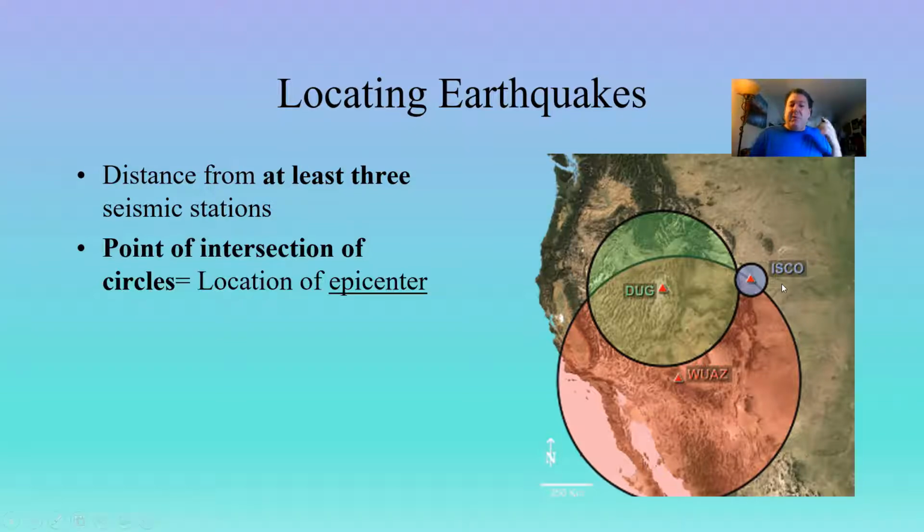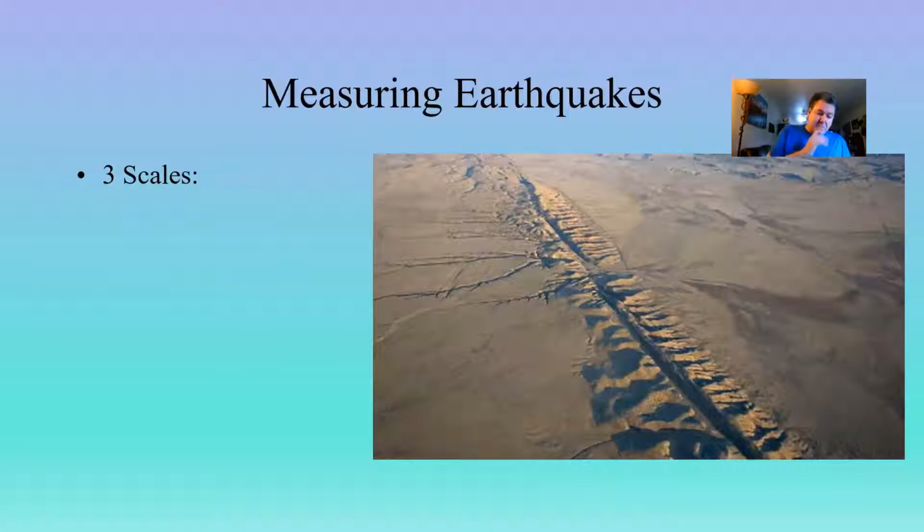So you need a minimum of 3 stations. You can have 27, 35, 160, whatever, that just helps make you more accurate, but you need a minimum of 3 stations to locate the epicenter, right?